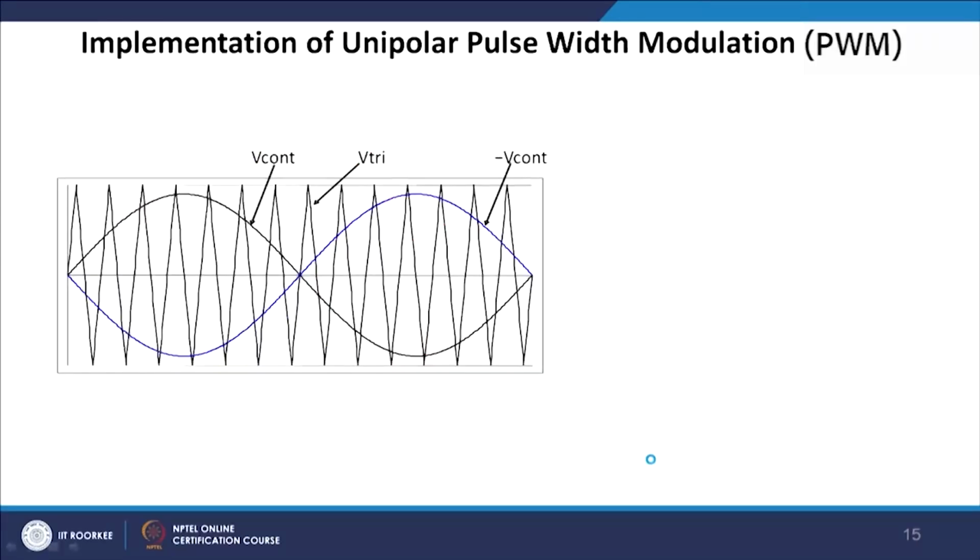Now, let us come to this unipolar PWM operation. In this case, you require V sin omega t and minus V sin omega t, so you require this inverted signal also. So, you require a little bit more complex circuit, but it is not very complex. You can generate the negative of the voltage simply by an op amp in inverting mode.